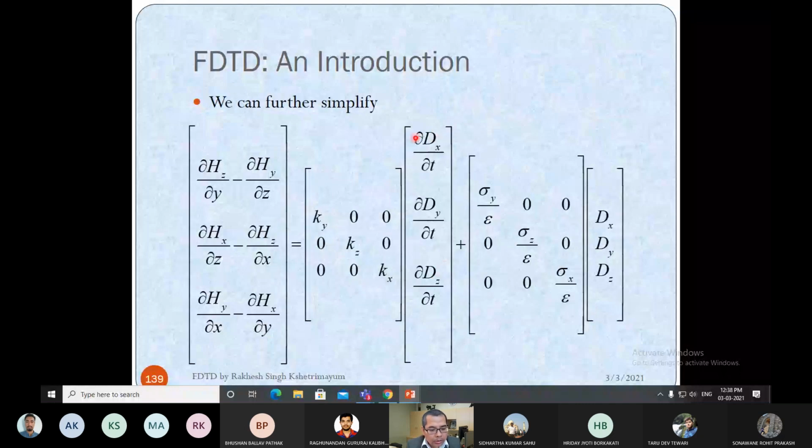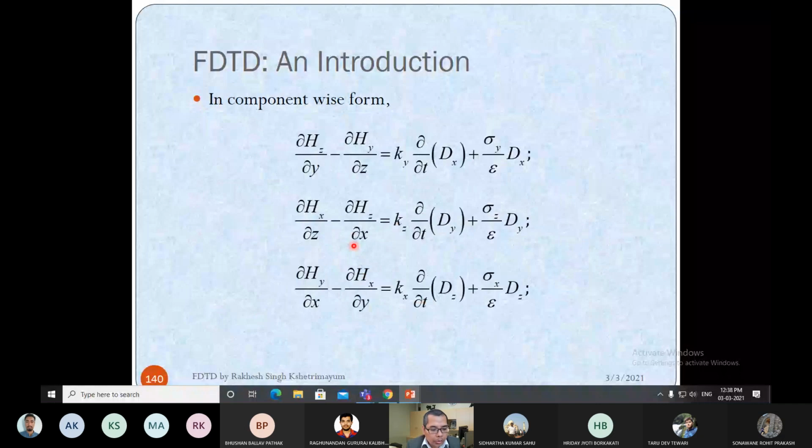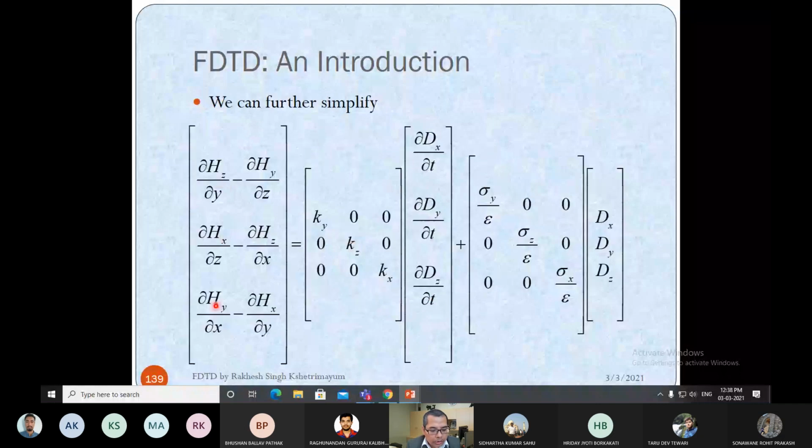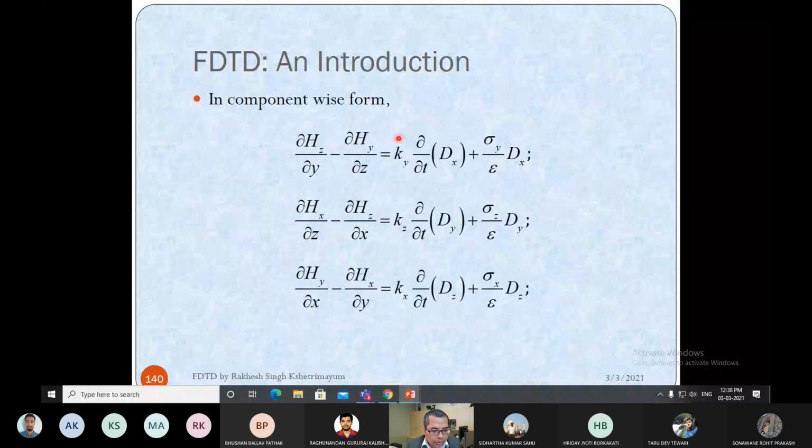I do the partial derivative del by del t with respect to Dx, Dy, Dz, and this term here. There are three components here: 1, 2, 3, 1, 2, 3, here 1, 2, 3. Just equate them component-wise. This is the equation you have: del Hz by del y minus del Hy by del z. This is from the first term on the right hand side, and this from the second term. Similarly there will be three components; you just equate the x, y, z components. You have three equations now.